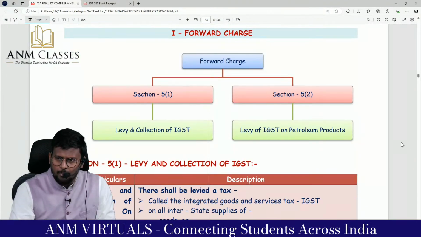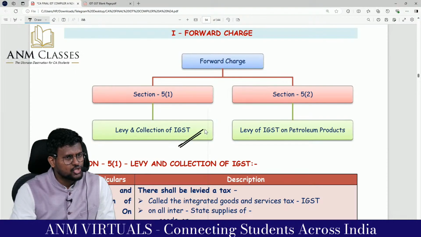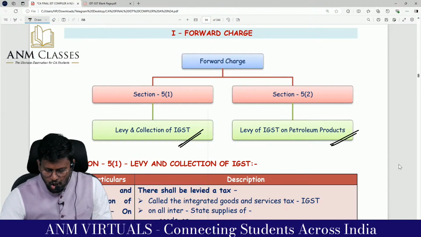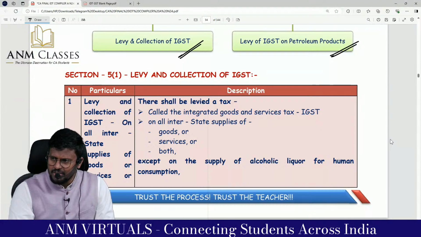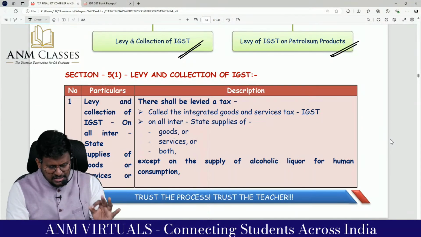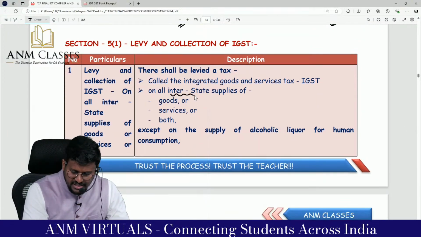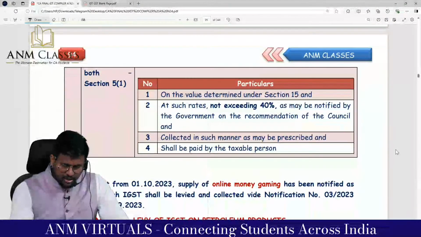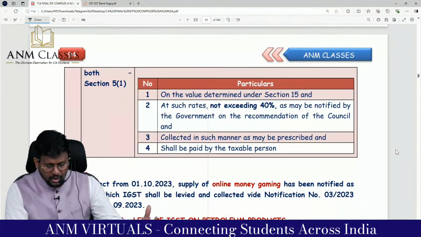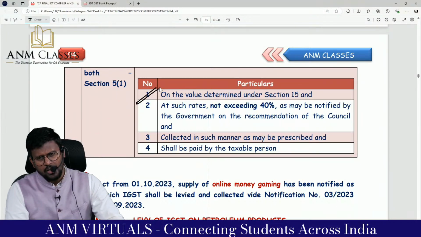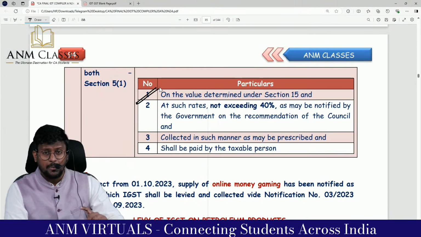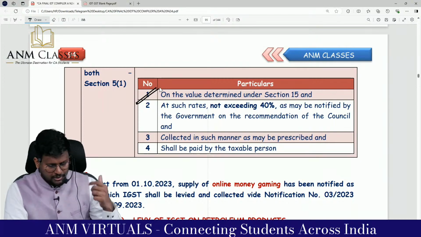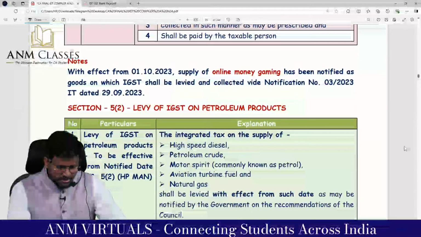5(1) and 5(2) are talking about the levy and collection of IGST. Shall we recall 5 subsection 1? There shall be levied a tax called integrated goods and services tax on all interstate supply of goods or services or both, except on the supply of alcoholic liquor for human consumption, on the value determined under section 15 at such rate not exceeding 40%, as may be notified by the government on the recommendation of the council, collected in such manner as may be prescribed, and shall be paid by the taxable person.